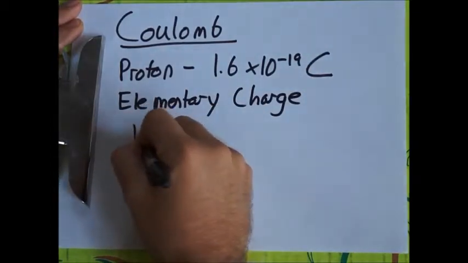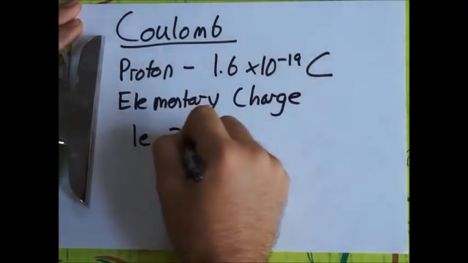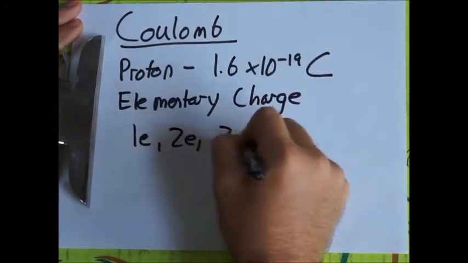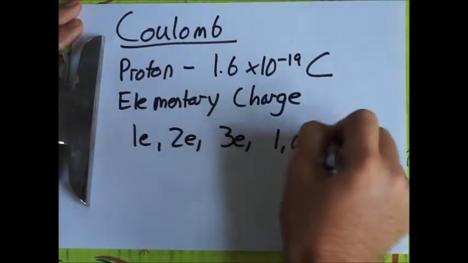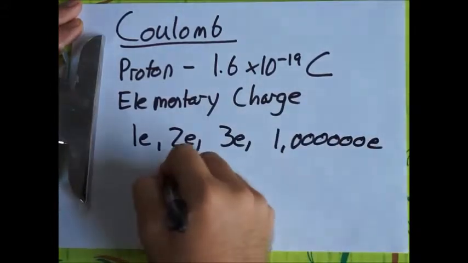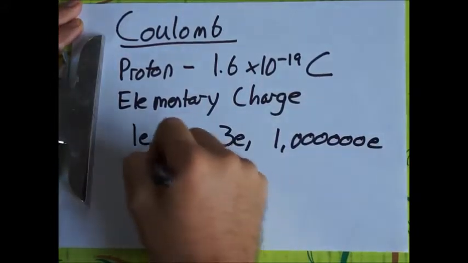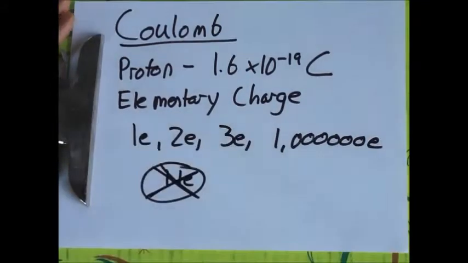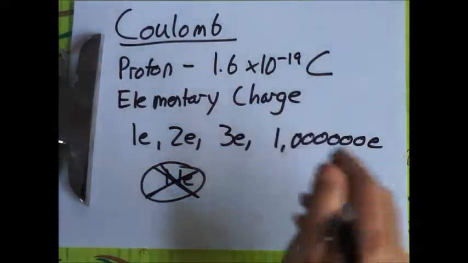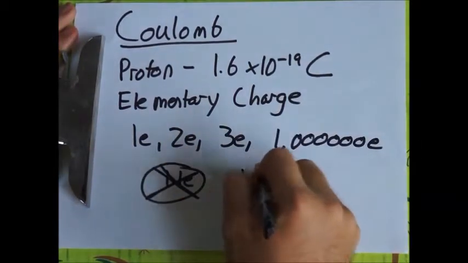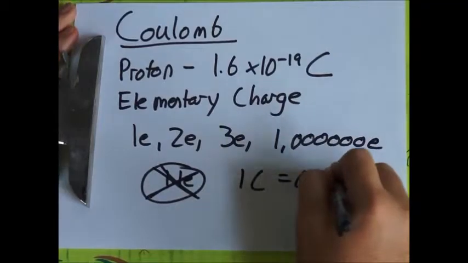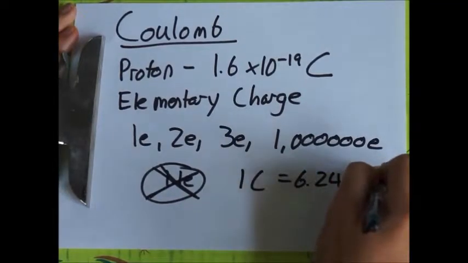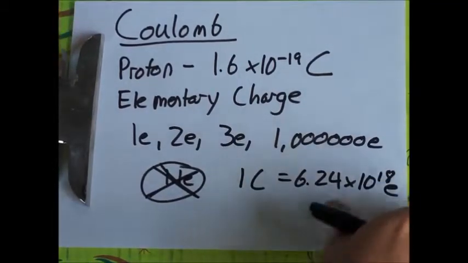So an object could have a charge that's 1 times the elementary charge, or 2 times, or 3 times, or 1,000,000 times the elementary charge, but no charge in between multiples of the elementary charge. And a coulomb is equal to the charge of 6.24 times 10 to the 18th protons. When representing charge numerically, we represent positive charge as a positive number and negative charge as a negative number.